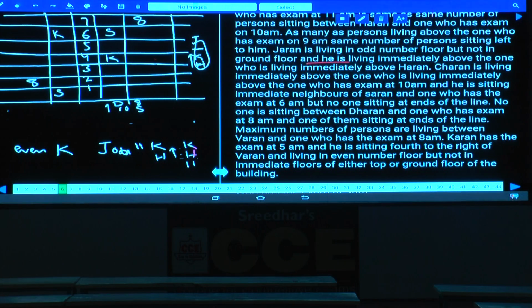Now this Jaran is living immediately above the one who is living immediately above Haran. Isn't it? Immediately above Haran, Haran is there. Immediately above Haran there is a person, isn't it? And after this person, this Jaran must be. Hence between Jaran and Haran, there must be exactly one person.